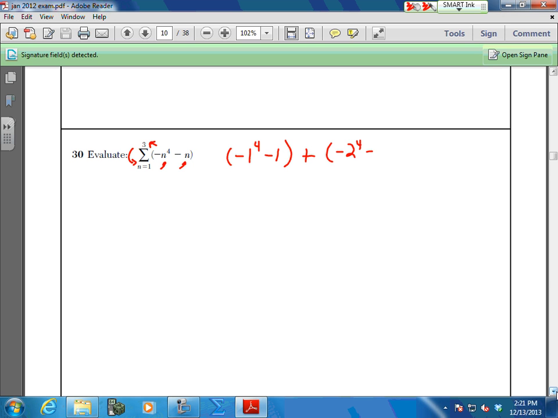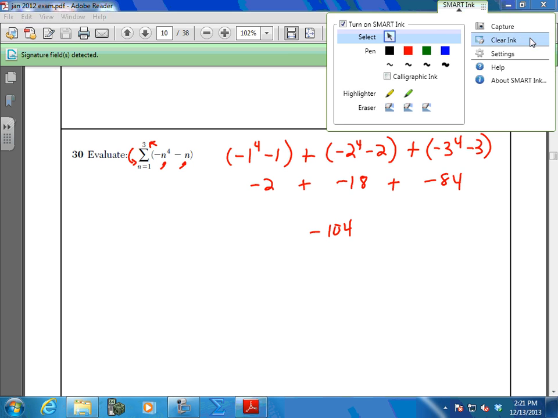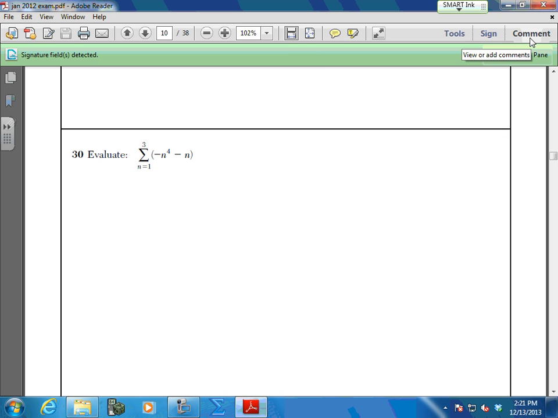-2 to the 4th minus 2. We check it's not 3. We bump it up. We are now 3. -3 to the 4th minus 3. Now we're 3, so we stop. Work out each individual section. Or you can do this on your calculator and then add them all together. Now if you do this on your calculator, make sure you show them the calculator steps. Because you have a summation key.